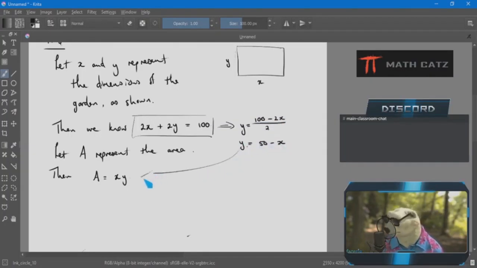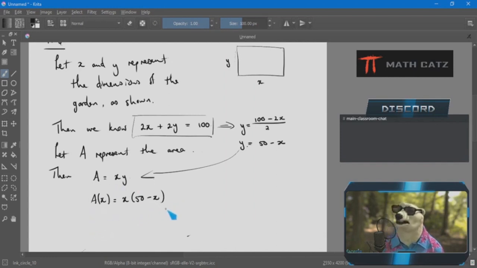And then put that in my function to eliminate one of the variables. So my area function is then going to be a function just of x, which is going to be x times y, replaceable with 50 minus x, and there's my area function. I can simplify that, but I don't really know at this stage necessarily what I'm going to need it for, so it doesn't really matter right now.